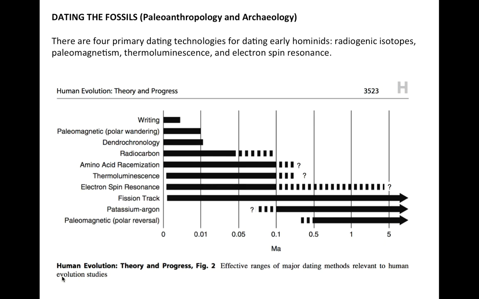For early hominids like Australopithecines, radiocarbon dating would not be effective in dating those fossils. In the case of early hominid fossils, we use different methods like fission track and potassium argon dating.